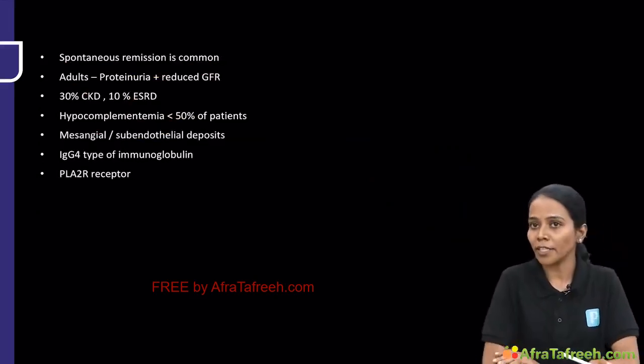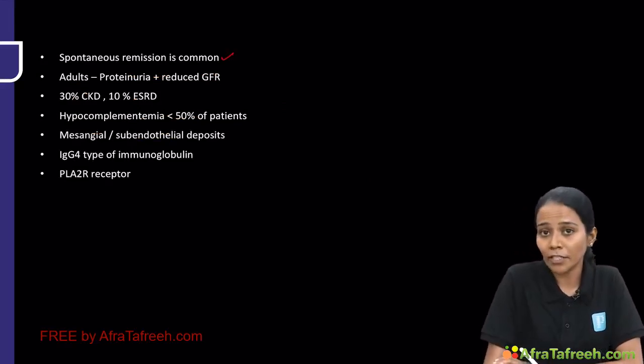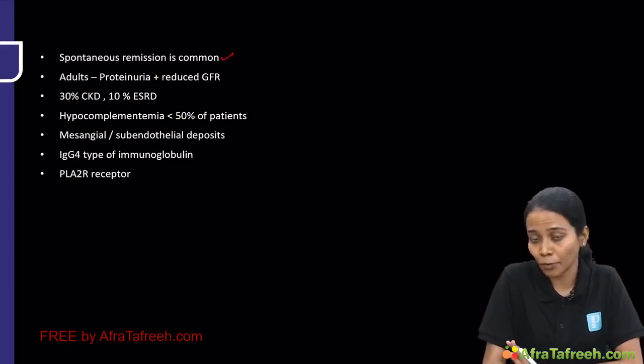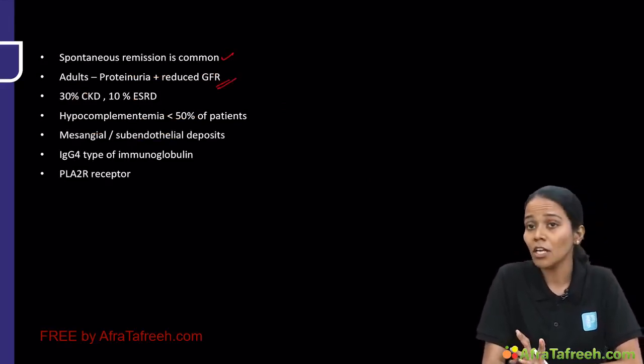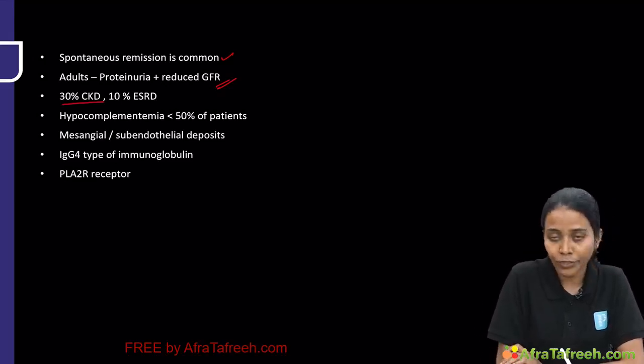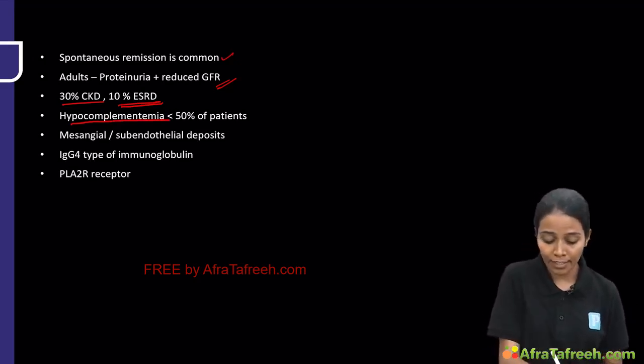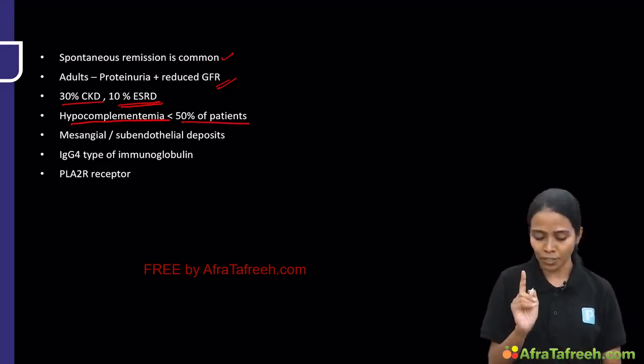Now, spontaneous remission is common in these diseases. In adults, if membranous nephropathy is happening, they can have proteinuria with reduced GFR, which is commonly not seen in children. In adults, 30% of them can go into CKD and 10% can go into ESRD. Hypocomplementemia will be seen, unlike in other membranous nephropathy, and it is seen in less than 50% of patients.